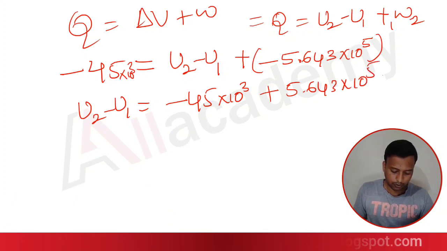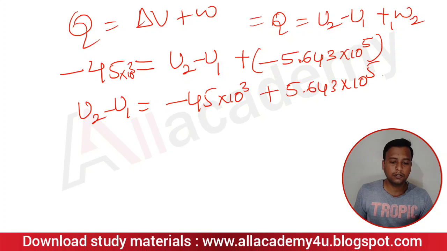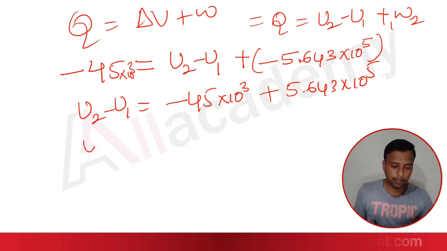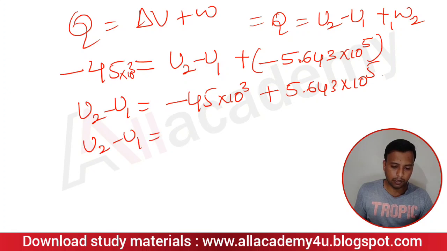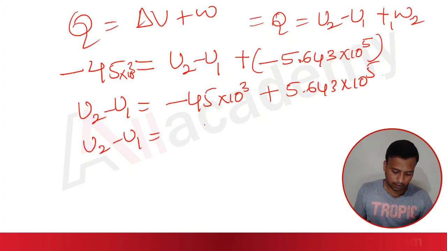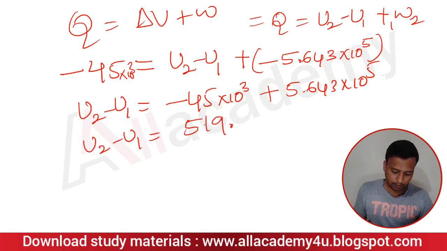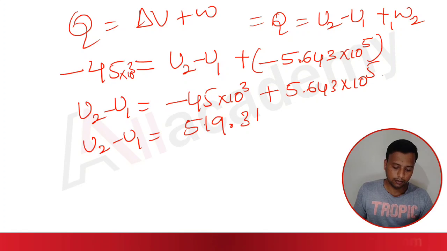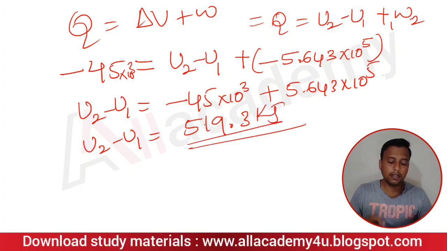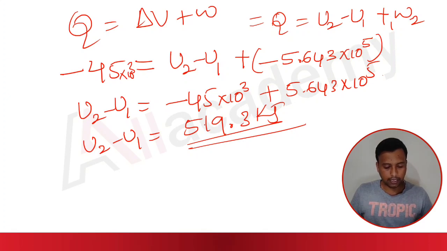Yes or no? So now what does the equation become? U2 minus U1 will be equal to plus, sorry, 519.33 kilojoules. This is the change in the internal energy.